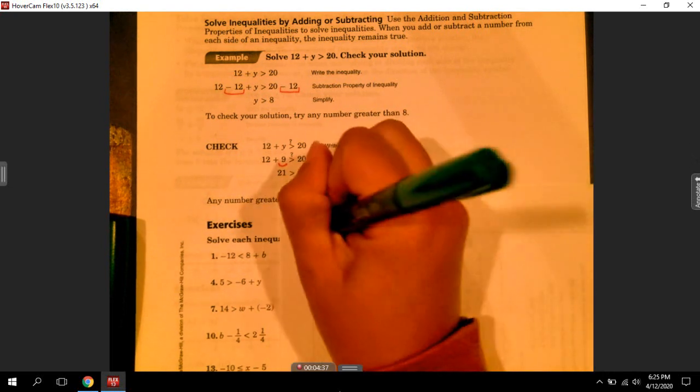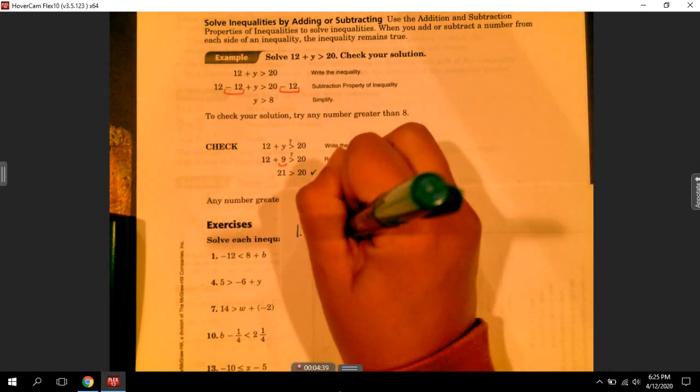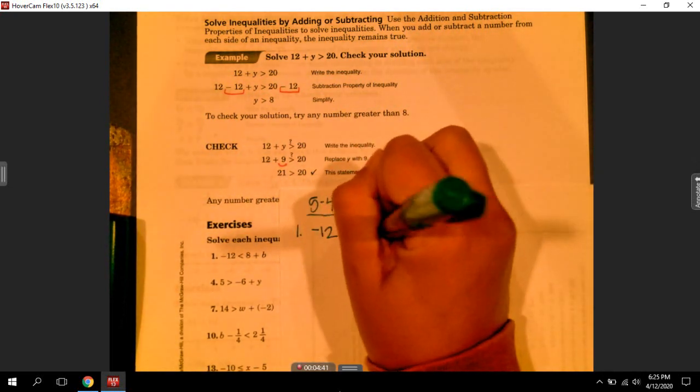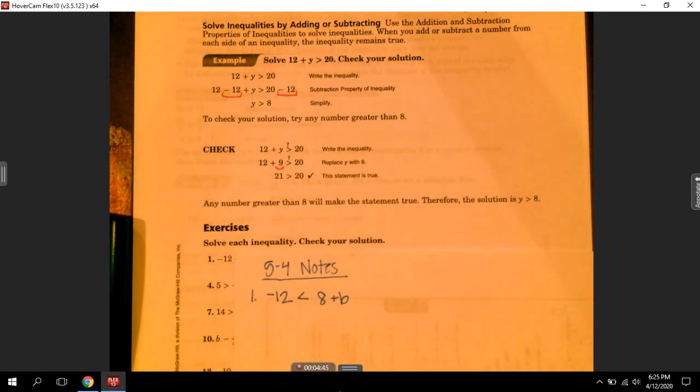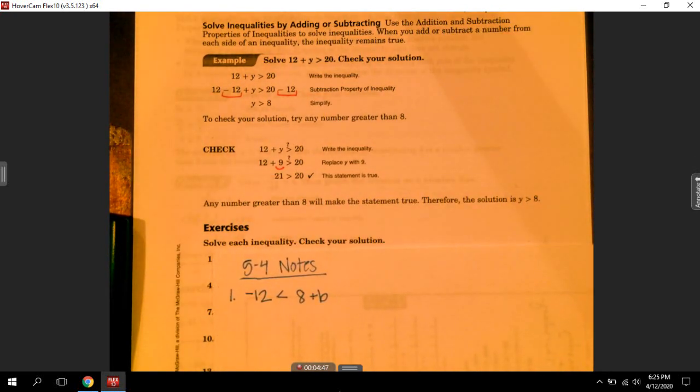So I'm going to come over here so I can write just a little bit bigger. All right, so my inequality is negative 12 is less than 8 plus b. Notice that the directions say to solve each inequality and check your solution. So you should be doing both of those.